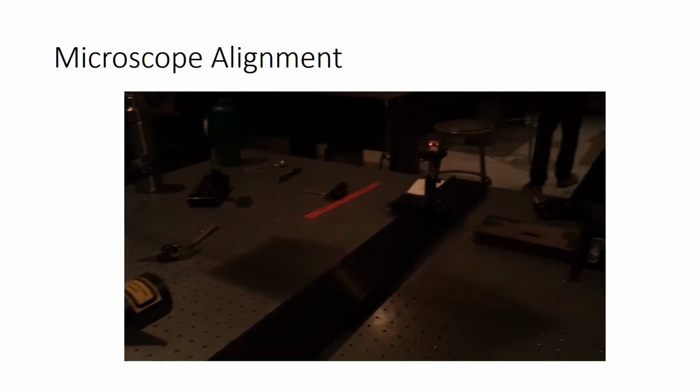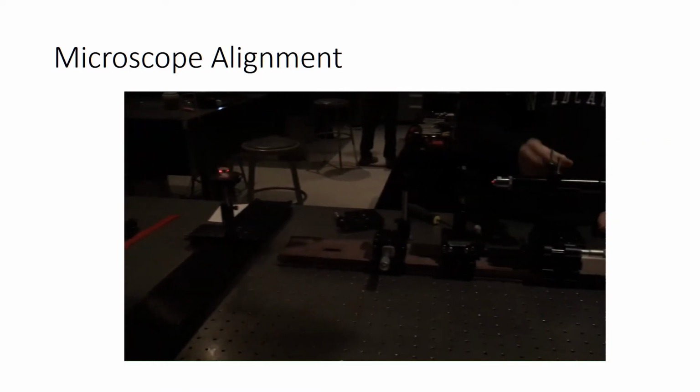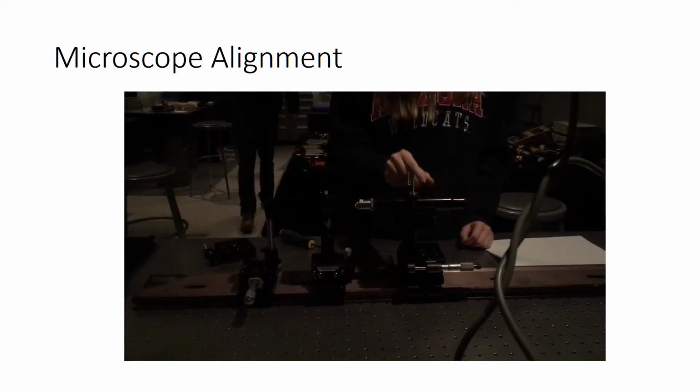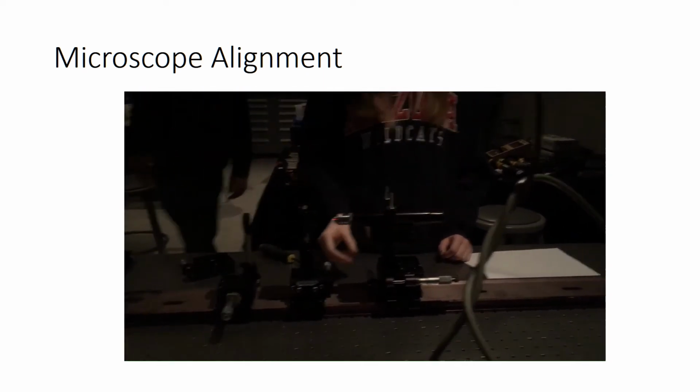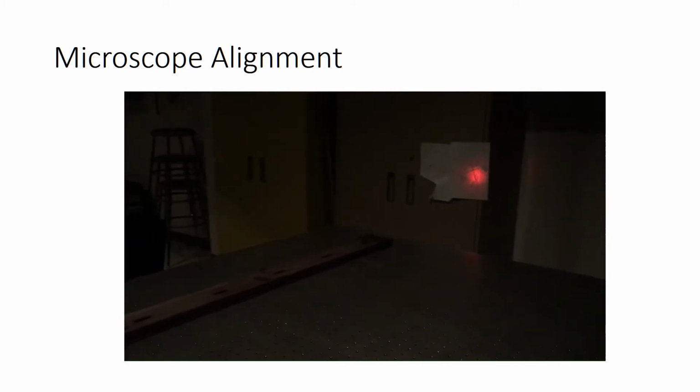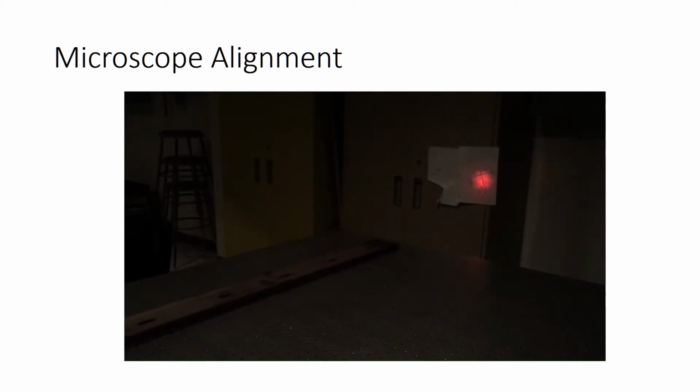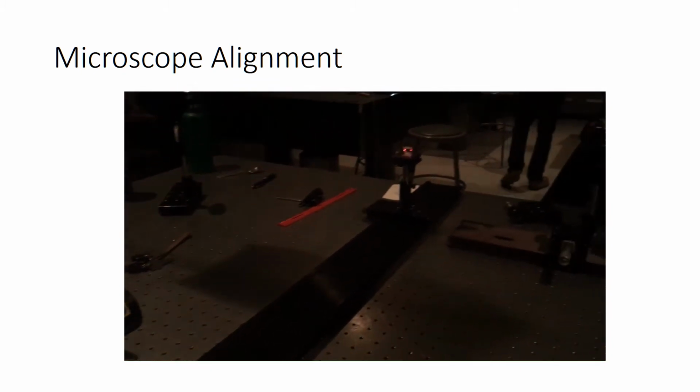We align the microscope objective similarly to how we did in Lab 1. We adjusted the tip, tilt, and translation of the microscope. We knew it was aligned when the new beam and the crosshairs were aligned with the original beam. This is our beam after alignment through the microscope.